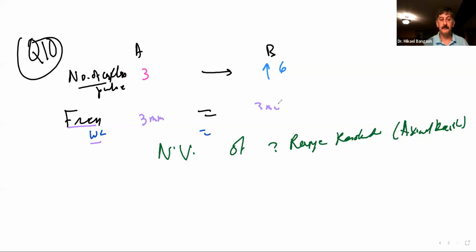So let's keep the wavelength at 3 millimeters. For A, our calculation comes down to 3 times 3, which means our spatial pulse length will be equal to 3 times 3, which is 9 millimeters. For B, it becomes 6 times 3.